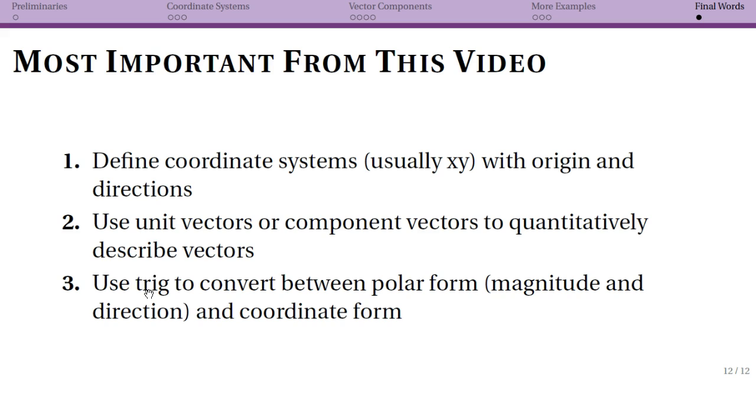Finally, we are going to be using trig to really convert between those polar forms, meaning magnitude and direction, and these coordinate forms. Whenever you're adding or subtracting vectors, you really need the coordinate form and not the magnitude form, but you might know initially the magnitude form, or you might need to give your answer in the magnitude form. So you have to use trig to do that, and again, if you're not comfortable with trig, please watch that review video.